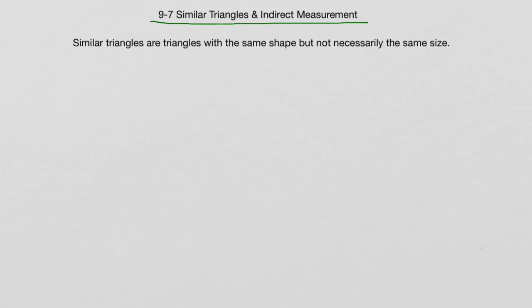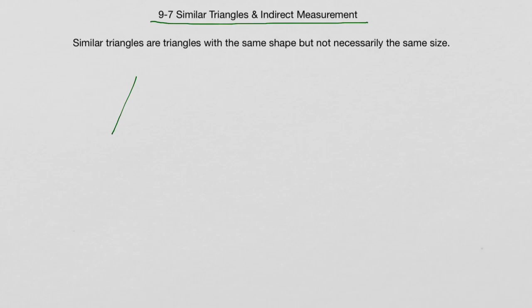Okay, our next section in Chapter 9 is on similar triangles and indirect measurement. Similar triangles have a very particular definition when you're talking about geometry. One definition of similar triangles is triangles with the same shape but not necessarily the same size. We'll talk more specifically in a minute about a geometry definition. But what do I mean by this?